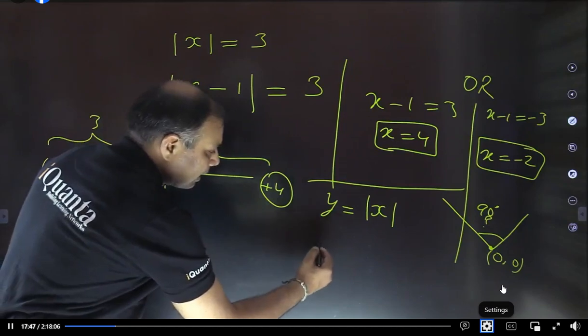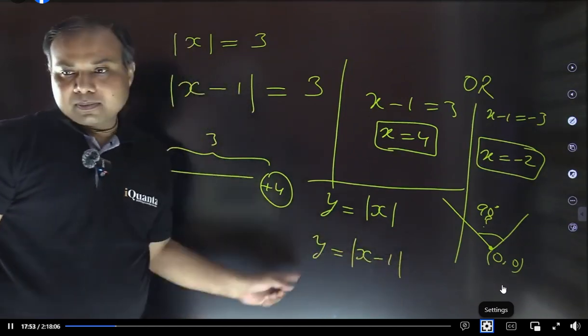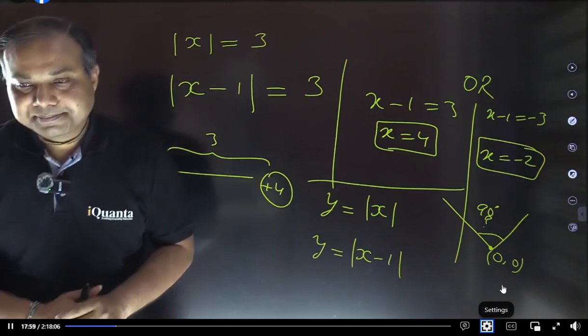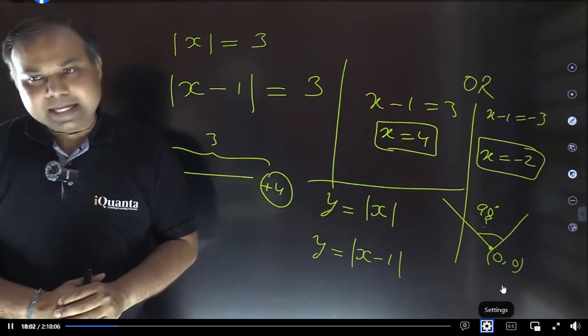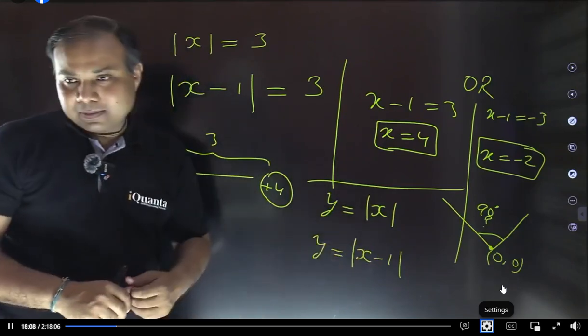Okay, let me ask one more case: y equals mod of x minus 1. What is the shape of this graph? Yes, it is again exactly the same shape. The only difference is that now the graph has been shifted.